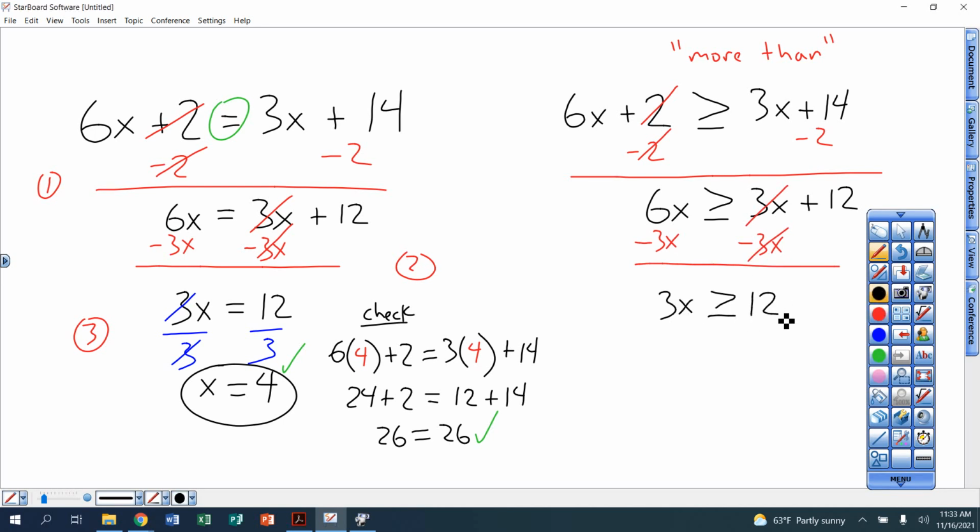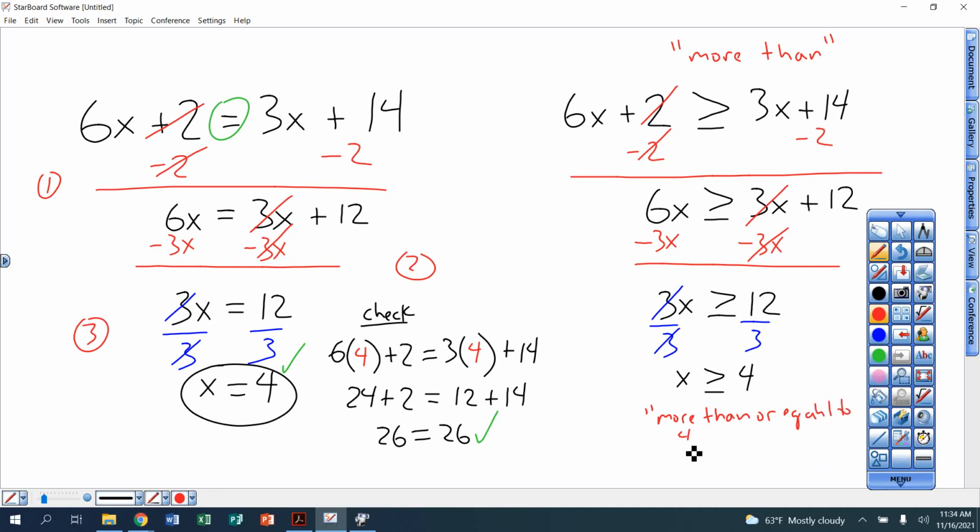Know that when I get this answer, divide by 3, the answer is not going to be 4, even though 4 is one of my good answers. My answer is all numbers more than or equal to 4. More than or equal to 4.